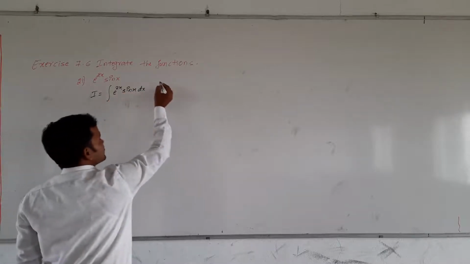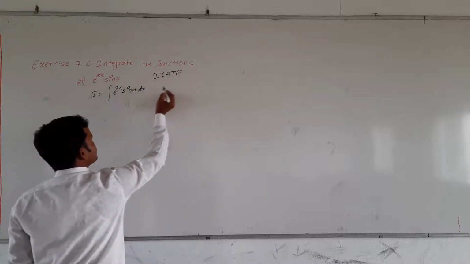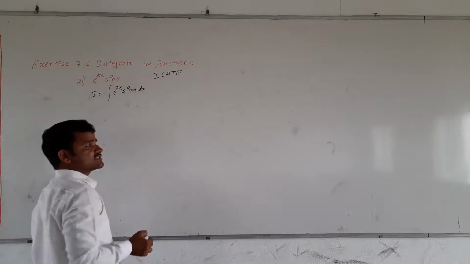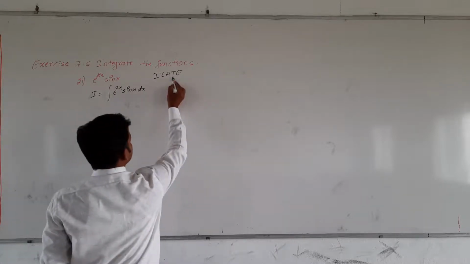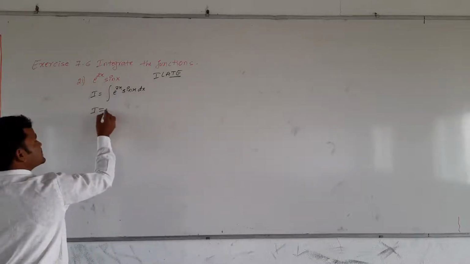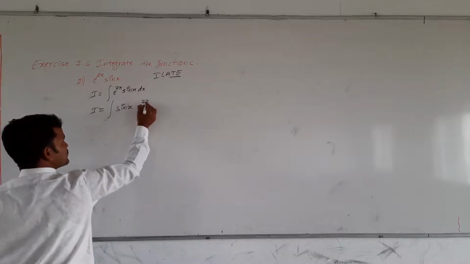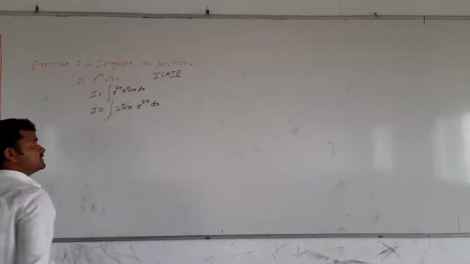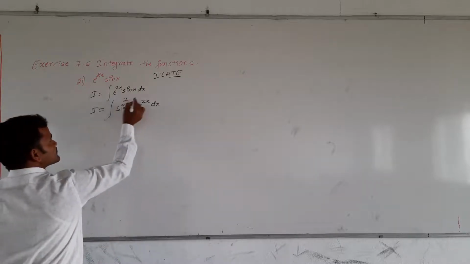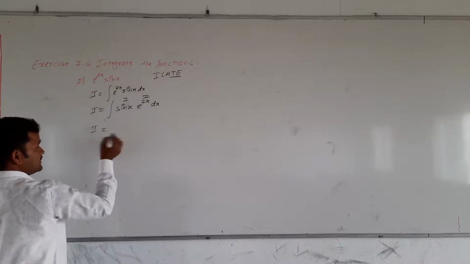We will go with integration by parts here according to the Euler rule. Which one should be taken first? E raised to 2x is an exponential function, sin x is a trigonometric function. Of these two, the trigonometric function comes first. I is equal to the integration of sin x into e raised to 2x into dx. This is the first function, this is the second function, and we will integrate it by parts.